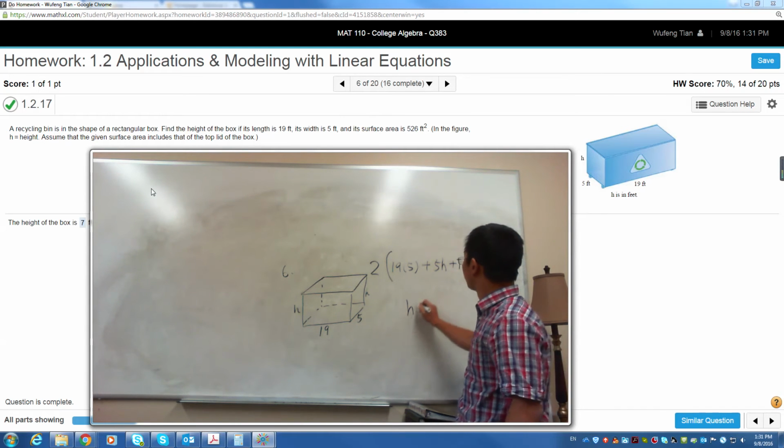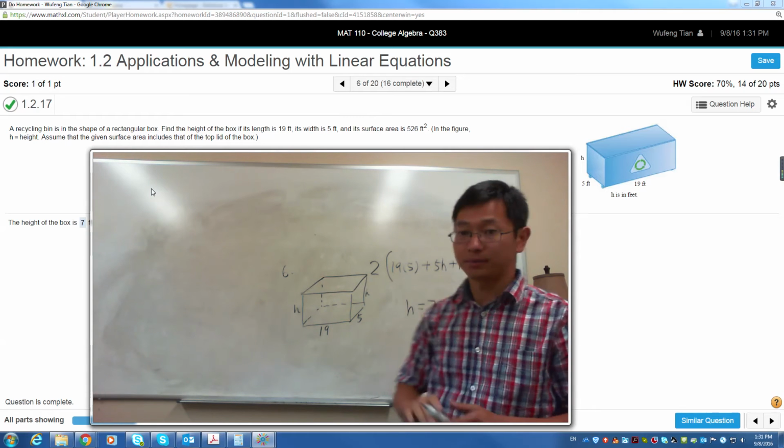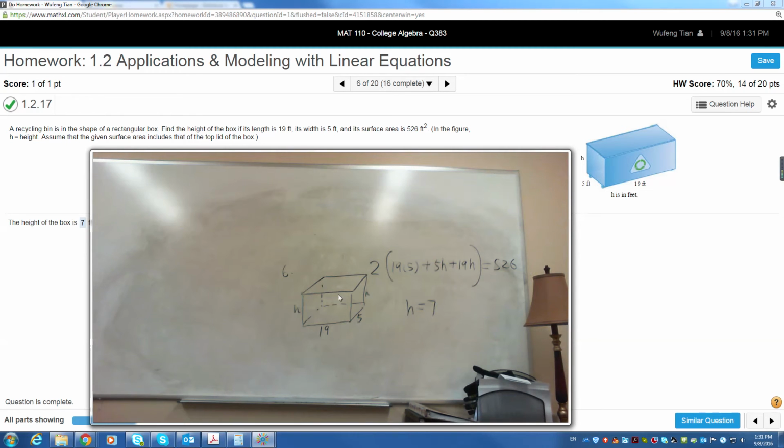Now you solve that for h, which equals 7. Divide both sides by 2, subtract 95, divided by 4, divided by 24.